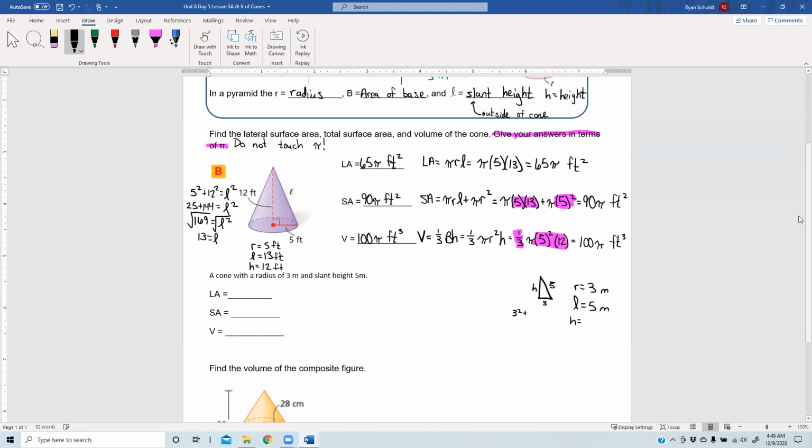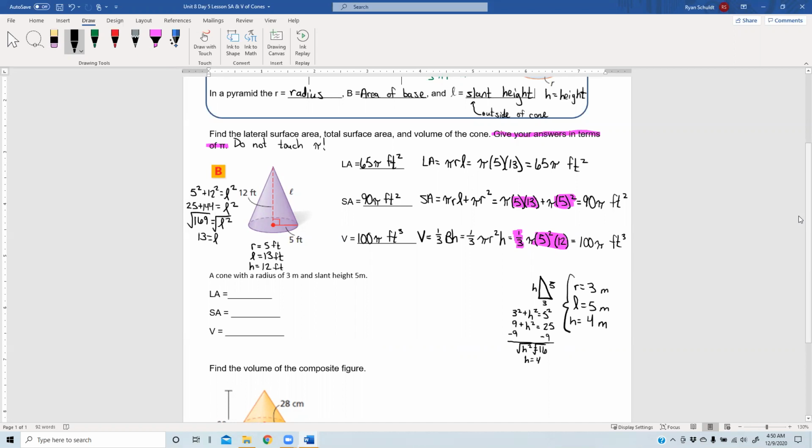So 3 squared plus H squared equals 5 squared. 3 squared is 9. 5 squared is 25. Subtract 9. We're going to get H squared equals 16. Take the square root, you get H is 4. So our height is 4 meters.